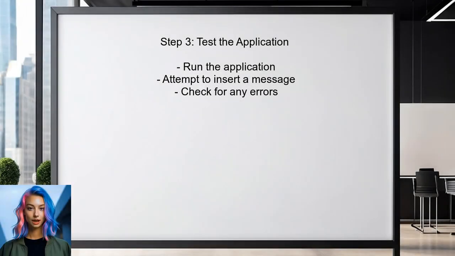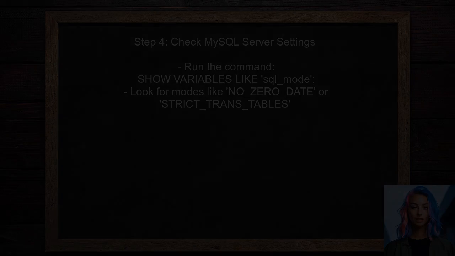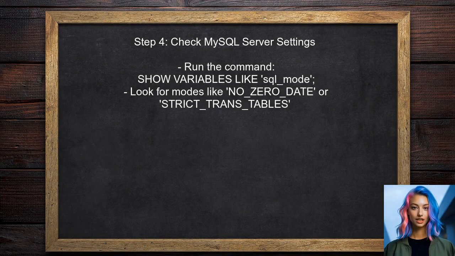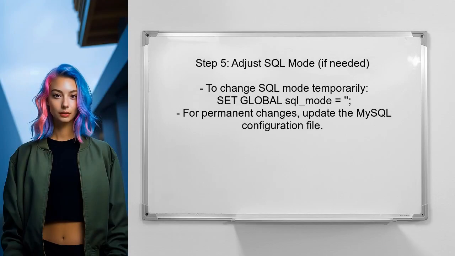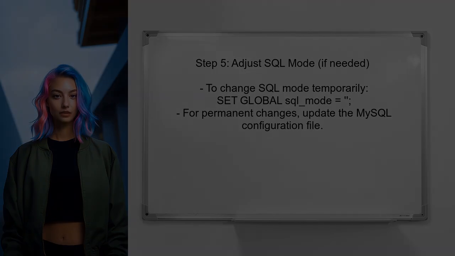After adjusting the datetime format, the user should test the application again to see if the error persists. This will help confirm if the changes made were effective. If the error still occurs, the user should check the MySQL server settings. Specifically, they should verify the SQL mode configuration, as certain modes can affect how datetime values are interpreted. Finally, if necessary, the user can adjust the SQL mode to allow for more flexible datetime handling. This can be done by updating the MySQL configuration file or executing a command in the MySQL shell.